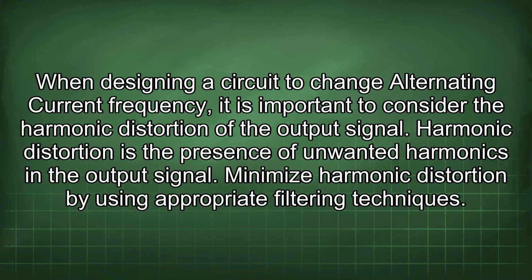When designing a circuit to change alternating current frequency, it is important to consider the harmonic distortion of the output signal. Harmonic distortion is the presence of unwanted harmonics in the output signal. Minimize harmonic distortion by using appropriate filtering techniques.